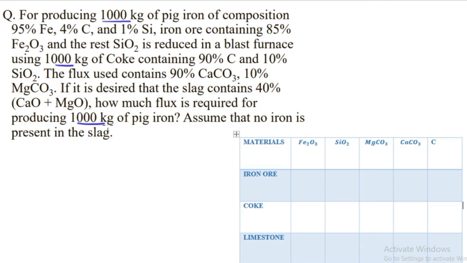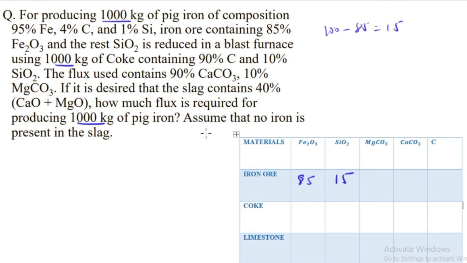So for this question, what you must do now is have your table form. Your table comprises the materials: the iron ore, the coke, and the limestone, and then we have the hematite and the various slags. For the iron ore, it contains 85% of hematite, and they say the rest is silicate. So if it's 85, then 100 minus 85 will give you 15. So we have 15%.